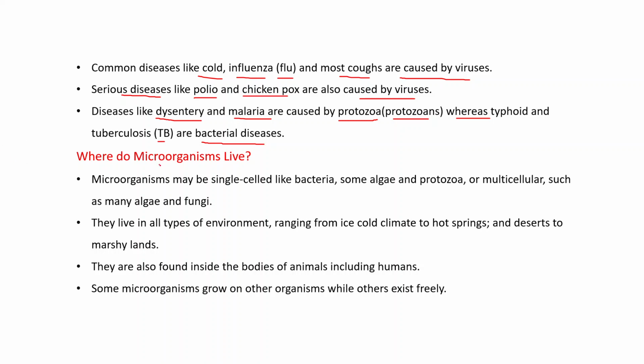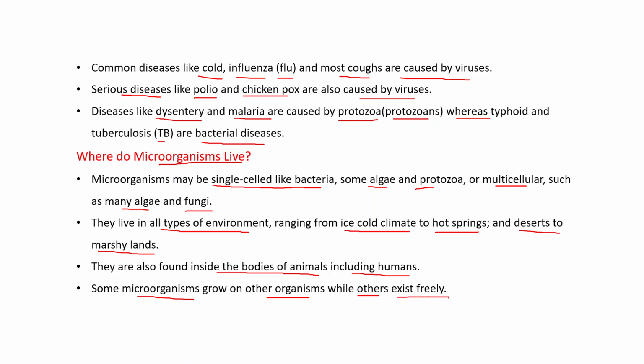Now, where do microorganisms live? Microorganisms may be single-celled like bacteria, some algae and protozoa, or multicellular, such as many algae and fungi. They live in all types of environments, ranging from ice-cold climate to hot springs and deserts to marshy lands. They are also found inside the bodies of animals, including humans. Some microorganisms grow on other microorganisms while others exist freely.